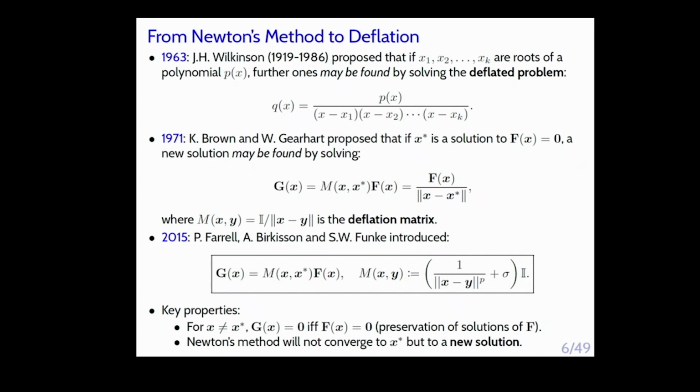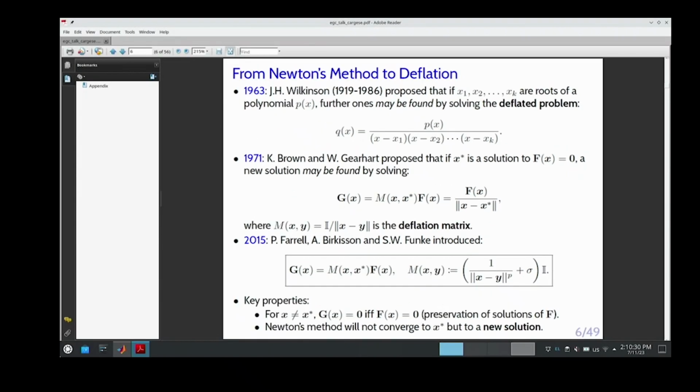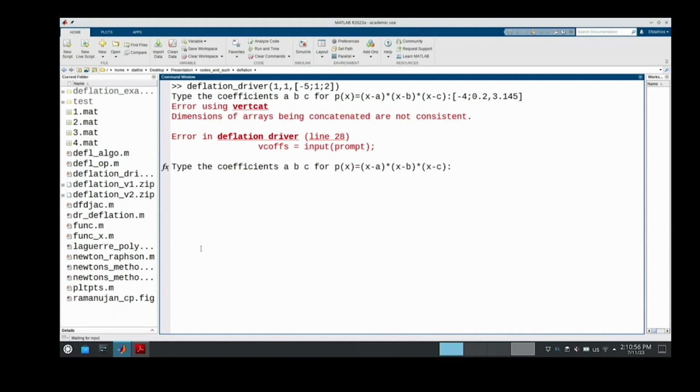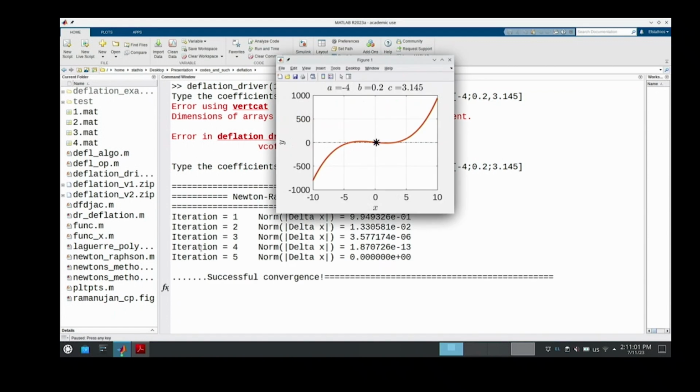So I also have a simple MATLAB implementation when I teach this stuff, just to show you how this applies in MATLAB. So, for example, I'm going to pick a polynomial of degree 3. I'm going to pick 3 coefficients so that I have control over the roots of this problem. So let me say minus 4, minus 4, 0.2, plus 3.145. Okay? Oops. I had to do the concatenation, right? You see? There you go.